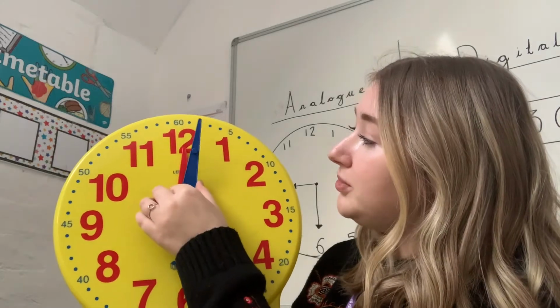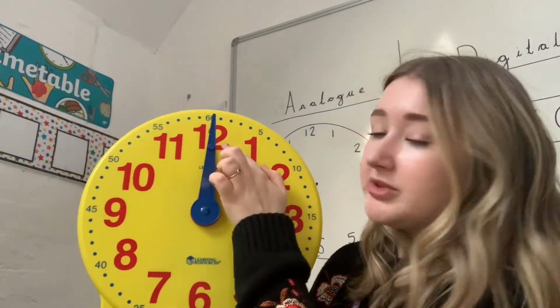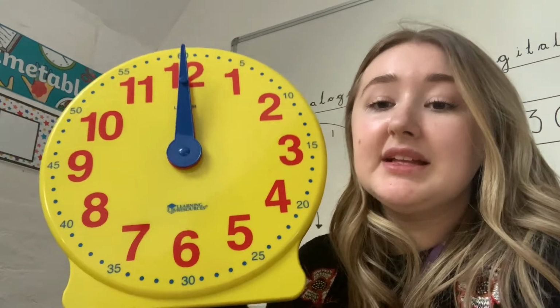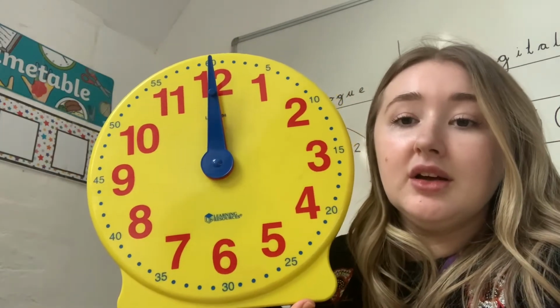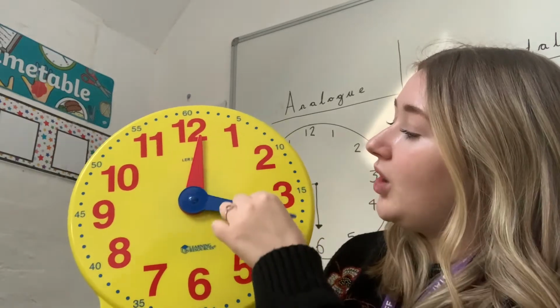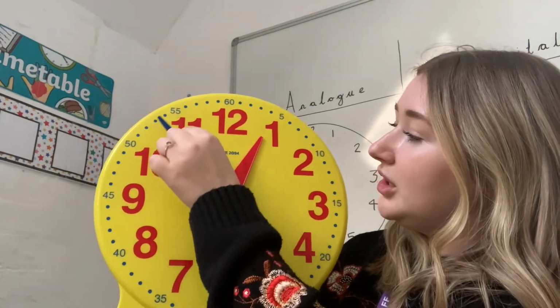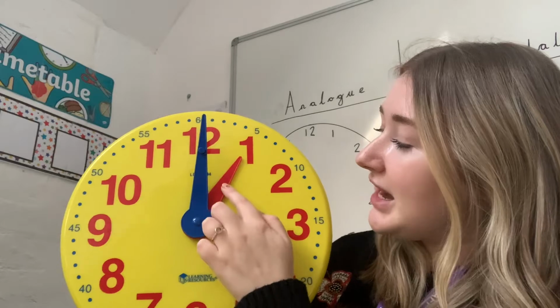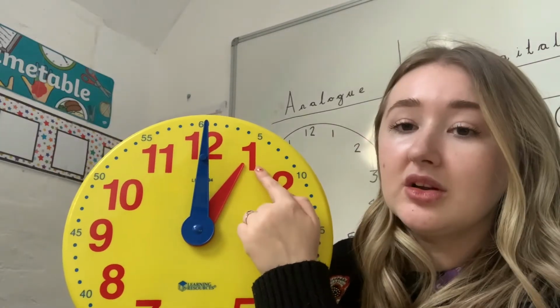If the blue hand is up to 12, that means it is o'clock, okay? So if we turn this 1 hour all the way back up to 12, we can see our hour hand has moved to 1.